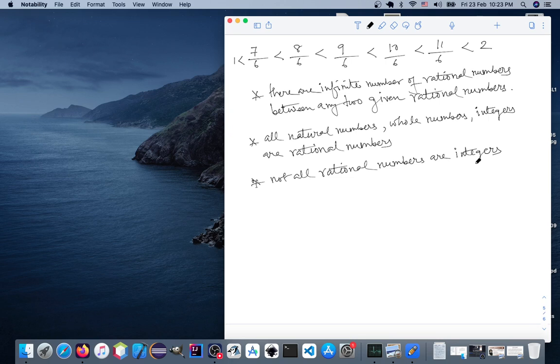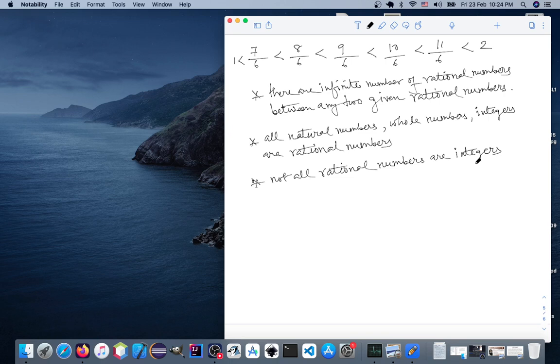And so, all whole numbers, natural numbers, and integers are all rational numbers. But any rational number is not an integer, because say half is not an integer. Minus 3 by 4 is not an integer. So this thing you must keep in mind.